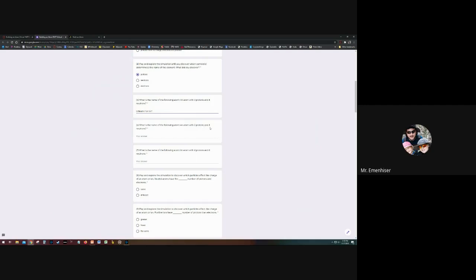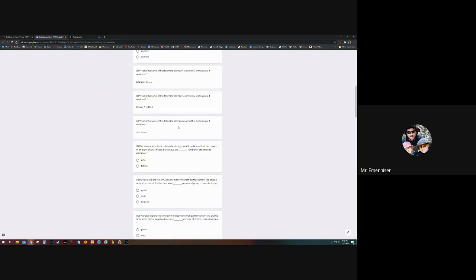What is the name of the following atom? An atom with 2 protons and 4 neutrons. Okay, we look on the periodic table. Atomic number 2, for 2 protons, is helium. I'm going to put helium, and then I'm going to put dash 6. 2 protons plus 4 neutrons makes 6 total particles in the nucleus. So helium-6 or He-6. And you can put either one of these for the answer. You don't have to put both.